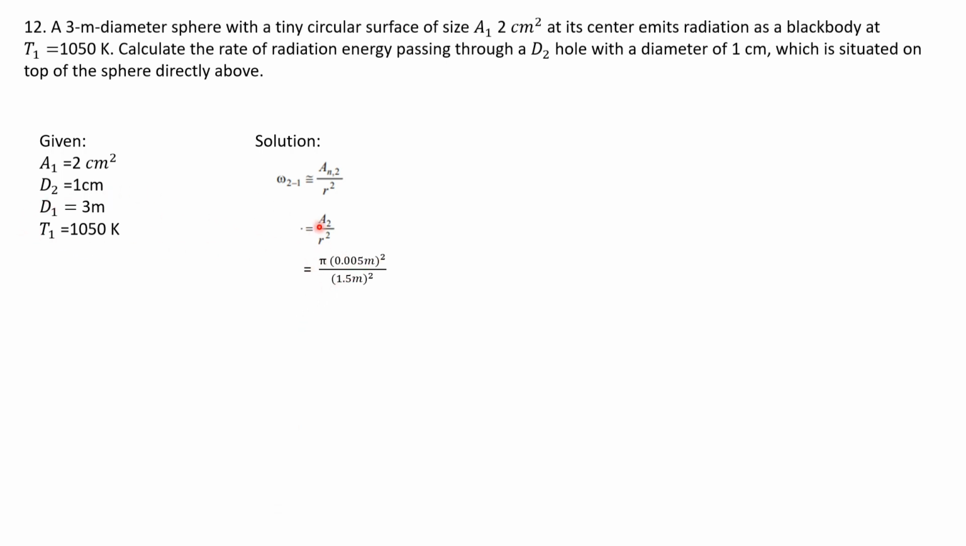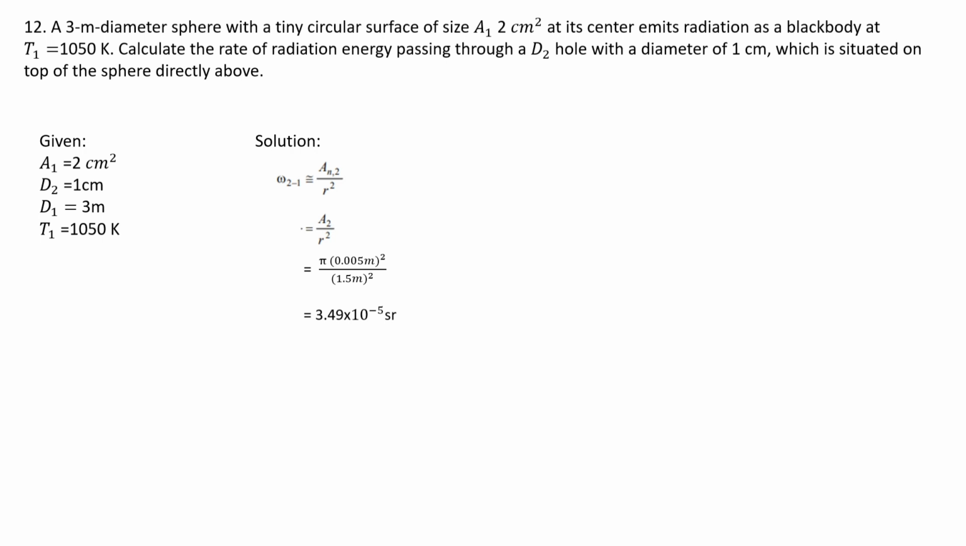the diameter is equal to 1 centimeter. Then we convert it to meters. We have 0.01 divided by 2 to get 0.005 meter as the radius. Then pi times 0.005 squared over 1.5 meters squared. Now, the answer will be 3.49 times 10 raised to the power of negative 5 sr.